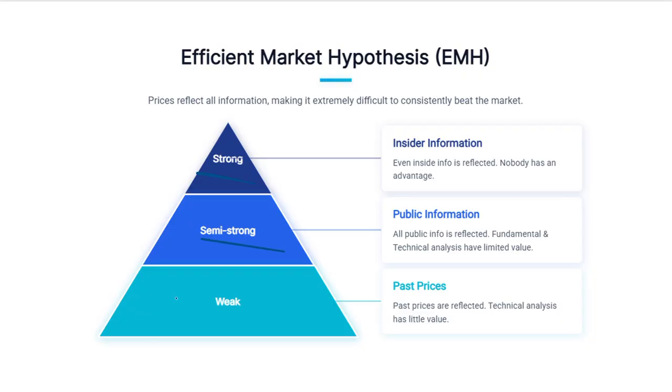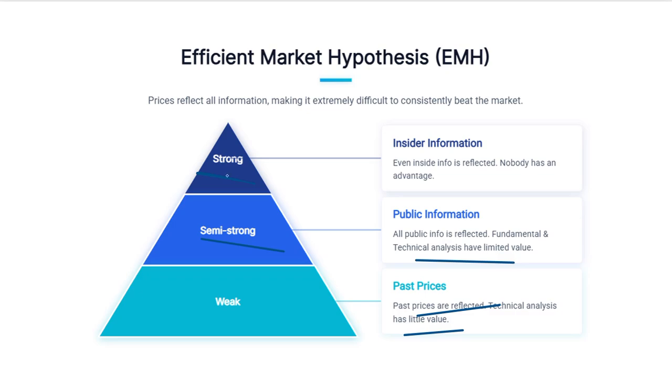The weak form assumes that all past market information is fully reflected in the current price. With this form, technical analysis is considered to have little or no value. The semi-strong form assumes that all publicly available information is fully reflected in the current price. With this form, both fundamental and technical analysis have little or no value.